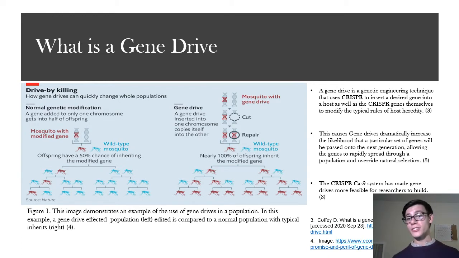So what is a gene drive? In its simplest definition, a gene drive is a genetic engineering technique used by researchers in conjunction with CRISPR systems to insert a desired gene into a host, as well as insert the CRISPR genes as well. The point being is that these CRISPR genes have been programmed to insert that desired gene back into the host post-reproduction.